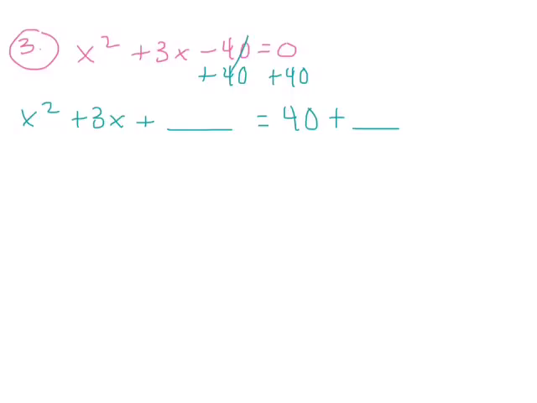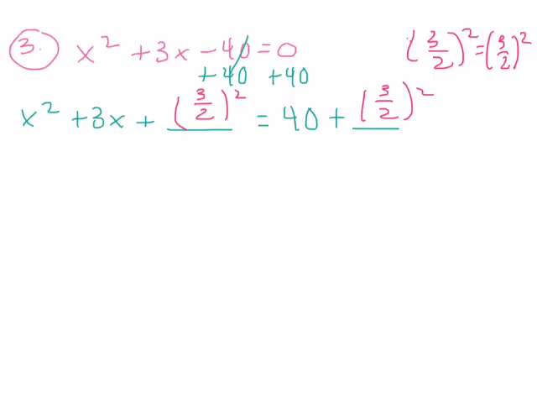Then take that middle number, so 3, divided by 2 and square it. Don't actually square it. We can't divide it by 2 either, so we leave it as 3 over 2 squared. That's what we are filling our blanks in with. Okay. I know there's a fraction, but it's the same exact process.